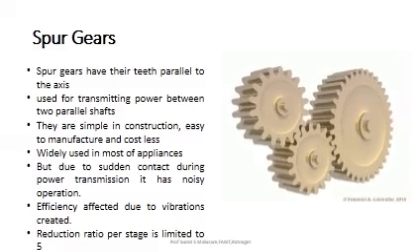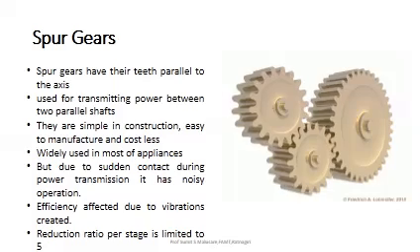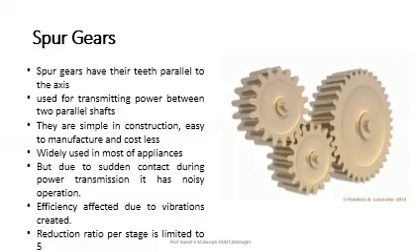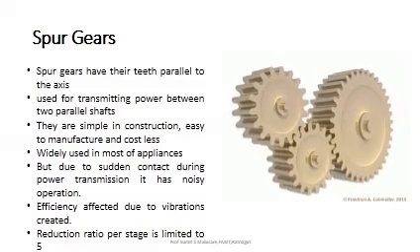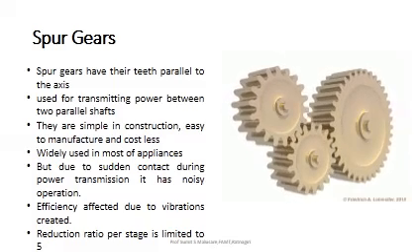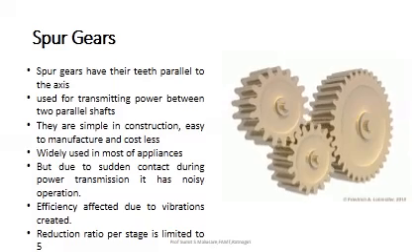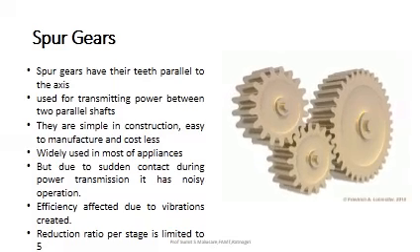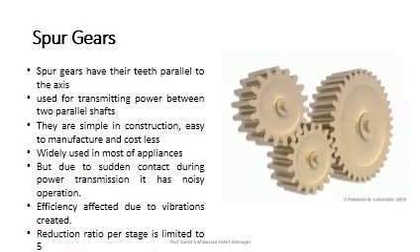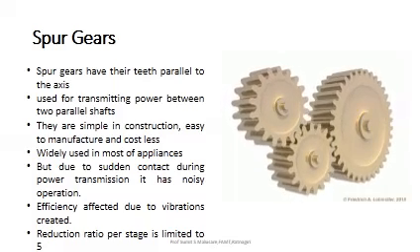Now next, to start with the specification of the gears, start with the spur gears. Spur gears have teeth parallel to the axis of the shaft. As shown in the figure, teeth are cut parallel to the axis of the shaft. It can be used for transmitting power between two parallel shafts only. They are simple in construction because the teeth are cut in parallel.